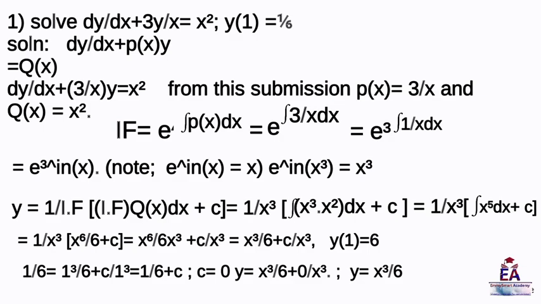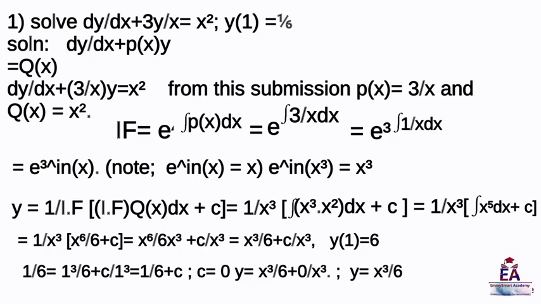So I'm going to have x raised to the power 6 divided by 6, plus c, when I put the 1 over x raised to the power 3 into that bracket. So I'm going to have x raised to the power 3 over 6, because x raised to the power 3 cancels x raised to the power 6: x raised to the power 6 minus 3 will give us x raised to the power 3 all over 6 remaining, plus c all over x raised to the power 3. So y will now be equal to x raised to the power 3 over 6 plus c over x raised to the power 3.